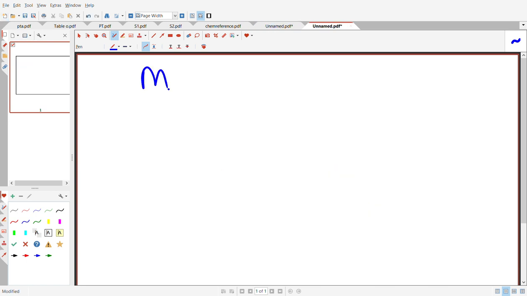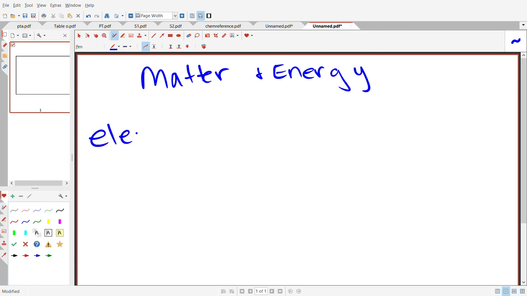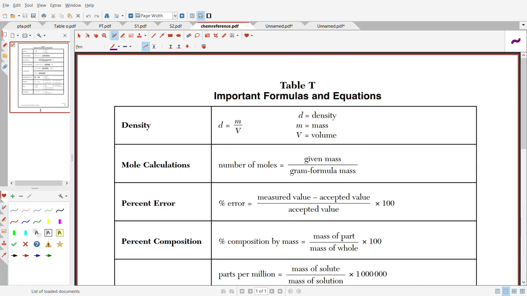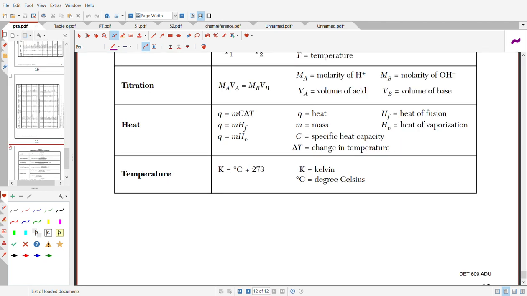Okay, matter and energy. I am going to talk about the difference between an element versus a compound. So an element is the simplest form of matter, and matter is anything that takes up space and has some volume, which is length times width times height. But it's the simplest form. And if we go to the reference table right here, oops, wrong one already.